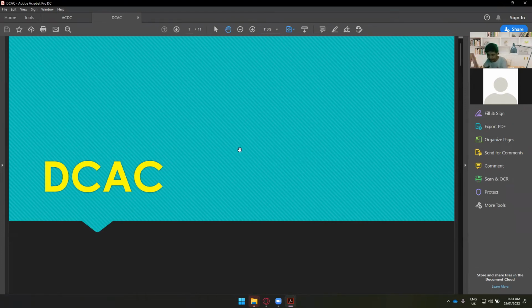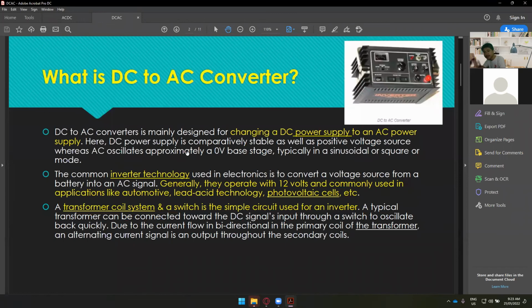Anyway, again, what is a DC to AC converter? It is an inverter, wherein it's converting our DC into an AC supply. Okay, so let's see what we need to discuss right here. This is one thing that you guys need to remember when it comes to DC to AC. We call that one inverter technology.